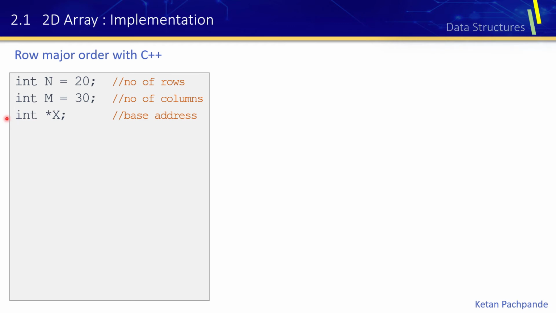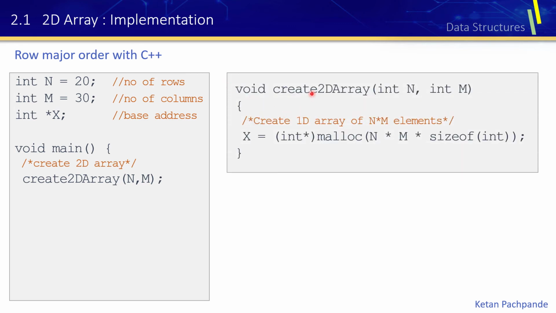And to store these elements in a one-dimensional array, I am going to declare a pointer which will be my base address. Now let me write a function that is create 2D array, to which I pass the number of rows 20 and columns 30. The function takes two arguments, number of rows and number of columns. Here I am going to show you how to declare a 2D array dynamically. I know there will be n into m total elements, that is 600 here, multiplied by the size of each element. And in C++ we can get the size of a data type with the help of the sizeof operator. So 600 into 4, that is 2400 bytes, I need to allocate to store these 600 elements.